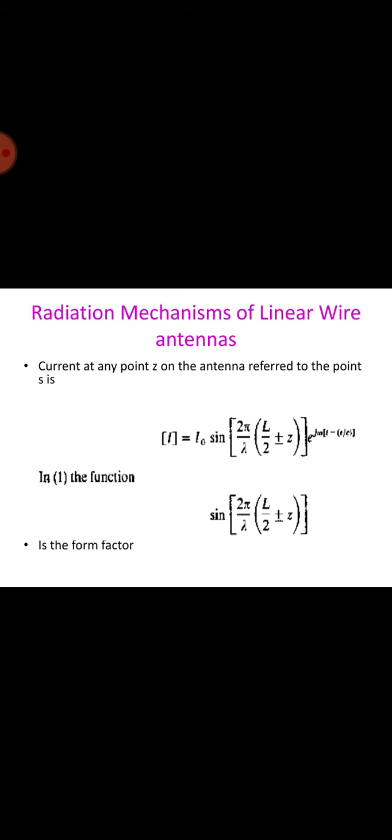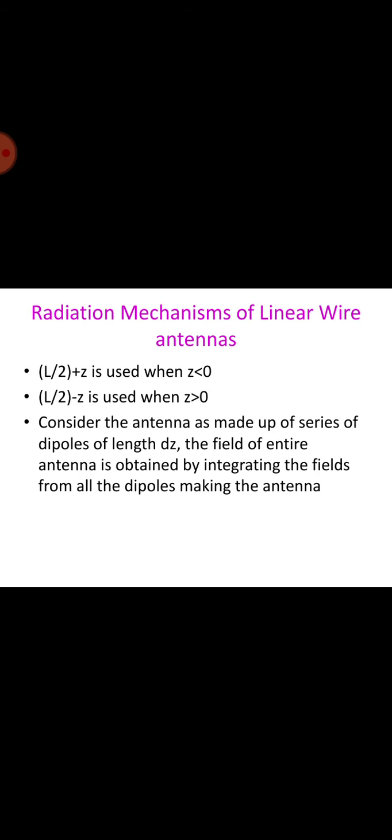The retarded value of the current at any point Z on the antenna can be referred to as I is equal to I naught into sine of 2 pi by lambda into L by 2 plus or minus Z. In this function, sine of 2 pi by lambda into L by 2 plus or minus Z is the form factor for the current on the antenna. The expression L by 2 plus Z is used when Z is less than 0, and L by 2 minus Z is used when Z is greater than 0.